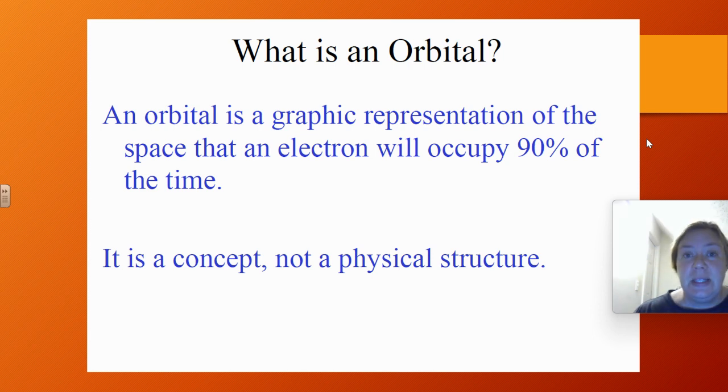Now, it doesn't mean that it's always going to be there, but those electrons are moving so fast. We're just saying, hey, those electrons are spending most of their time there. It's just a concept, not a physical structure, but we put it in this conceptual form so we can help assign where those electrons might be most of the time.